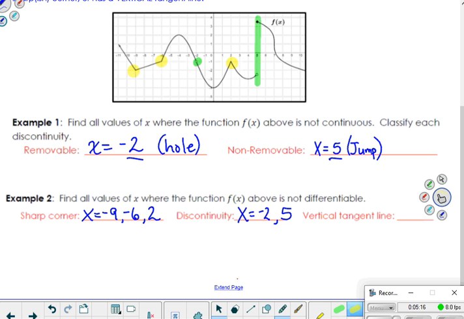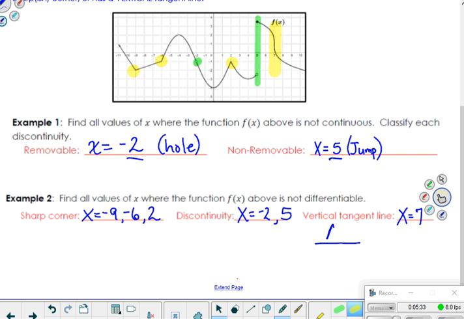Okay, and then lastly, where did we see that vertical tangent line? This is the one I was talking about earlier. It is continuous there, right? We wouldn't have to lift our pencil, but it will not be differentiable. Why won't it be differentiable if I have a vertical tangent line?